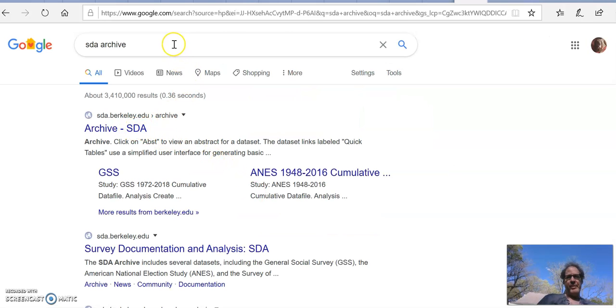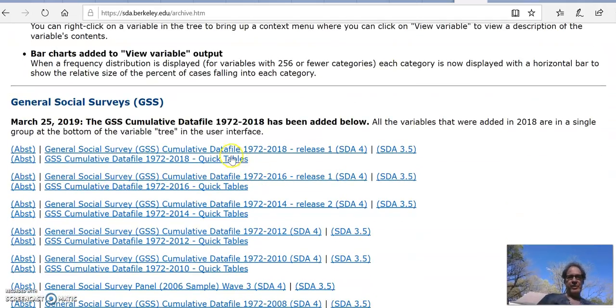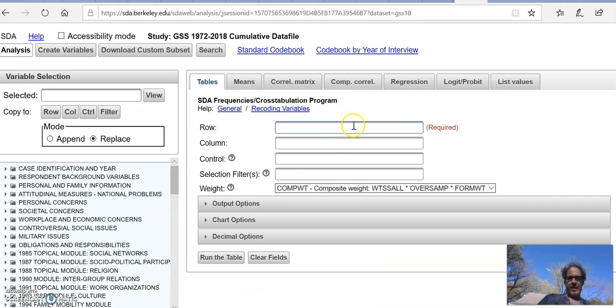I think if you type in SDA Archives, you're going to get Seventh-day Adventists. We don't want that. We want archive-SDA. So I'm going to click on that first link there. And I'm going to scroll down, and I'm going to choose the General Social Survey, the very first one, 1972 to 2018. Pretty soon, 2020 will be available. For right now, 2018 is the latest one. And let's just look for a couple of variables.